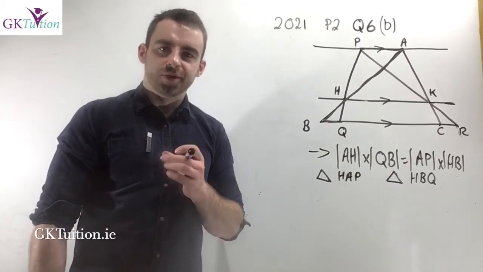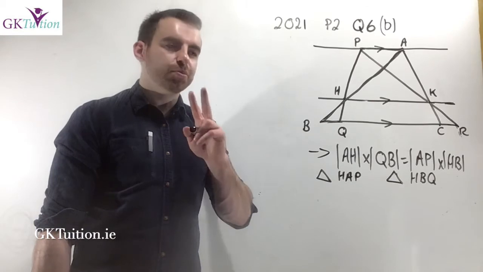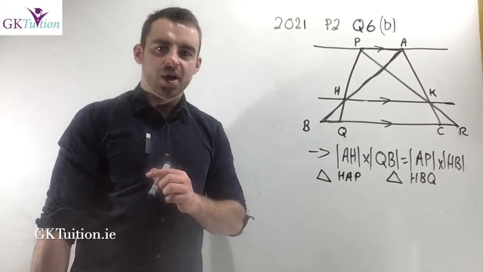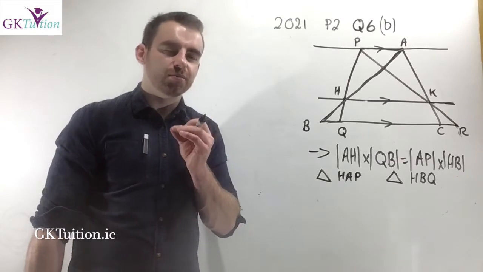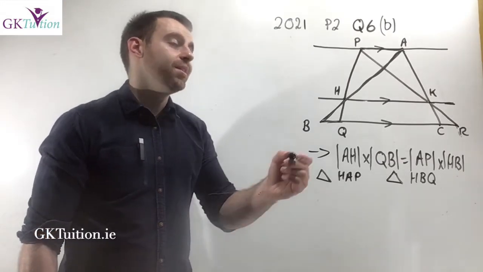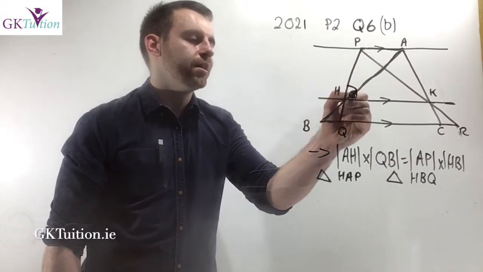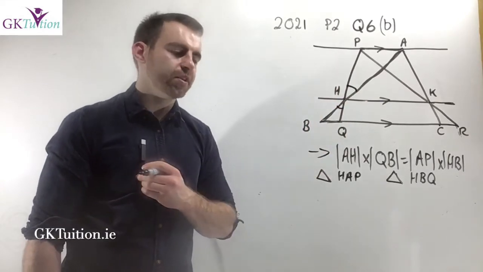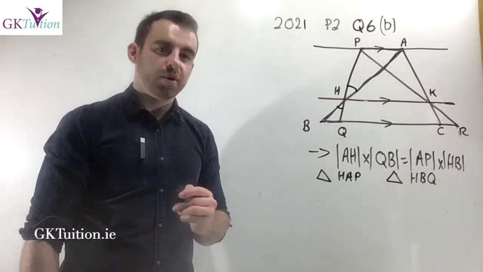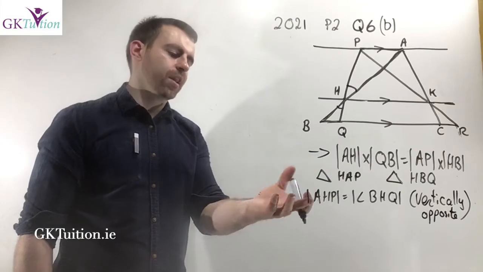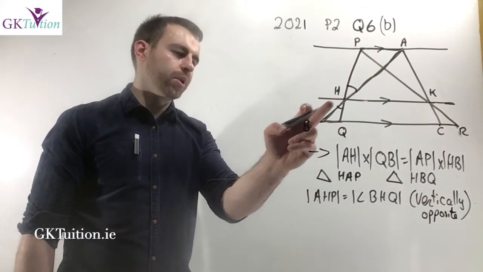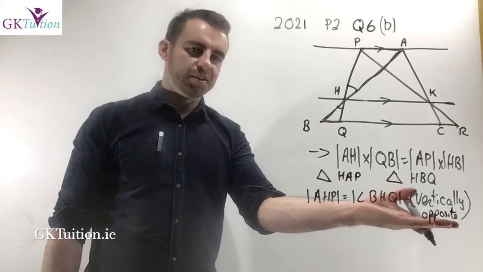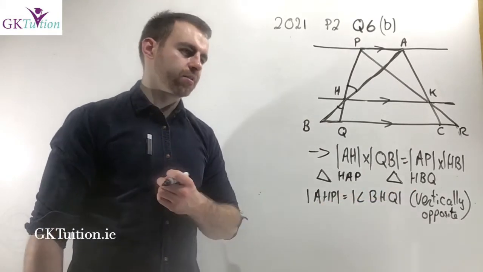In order to prove that two triangles are similar, I need to prove that they have two sets of equal angles. We don't need to bother proving the third set of angles, we just need to prove two of them. The easiest one I think you should recognize is that this angle and this angle are vertically opposite angles. So that's where we're going to start. So we should make this statement that the angle AHP is equal to the angle BHQ, and the justification is that they're vertically opposite angles.